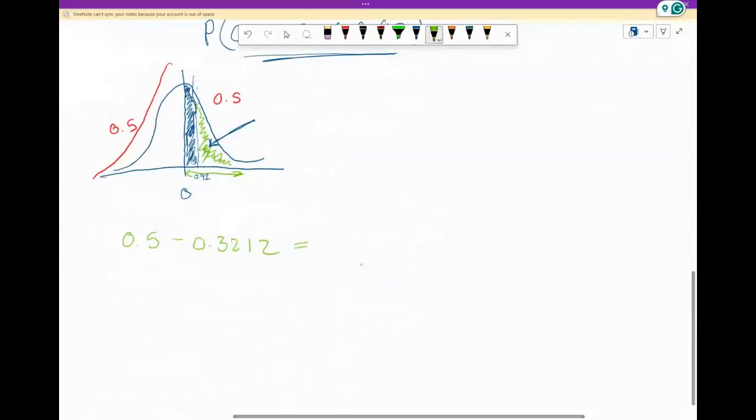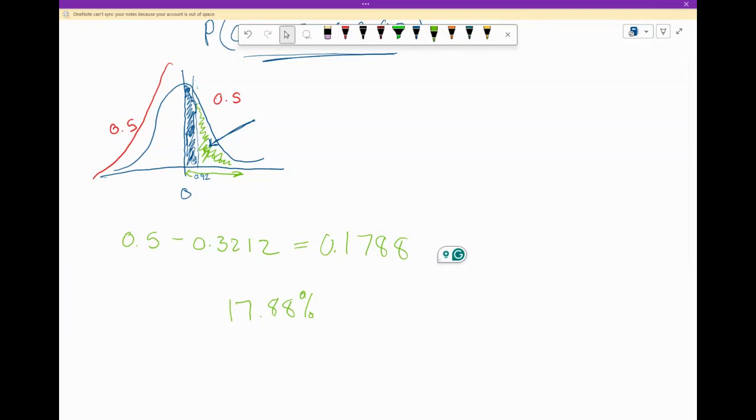Anyway, your answer here is going to be 0.1788. Okay. Let me just erase. Now, here they ask us to interpret. We're going to interpret nonetheless. So this is the same as saying 17.88%. So whenever you want to interpret, go back to your question.